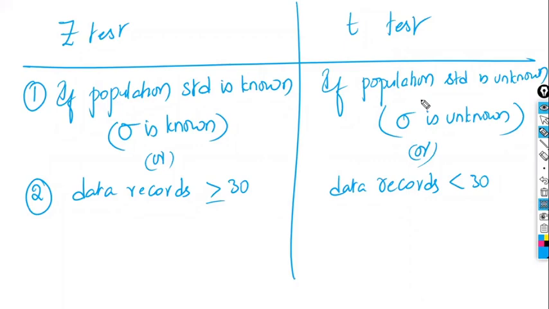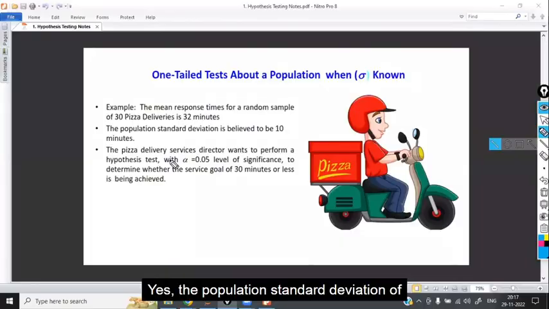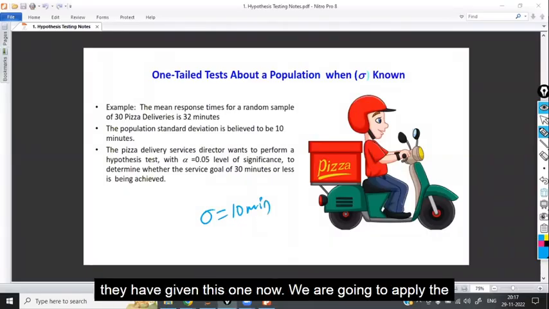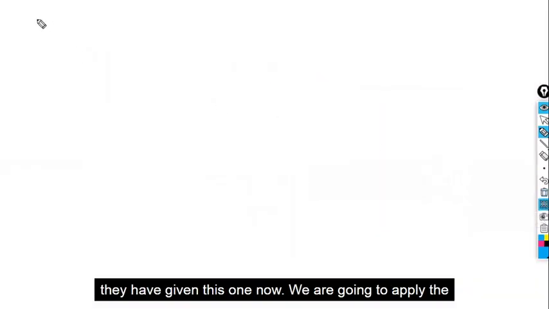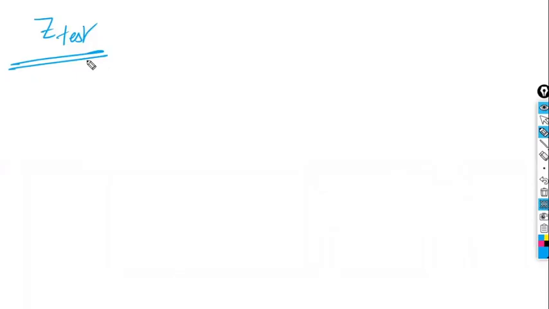Right? Now, in this question, was the population standard deviation given or not? Yes, the population standard deviation of 10 minutes is given in the question. Since they have given this, we are going to apply the Z test.